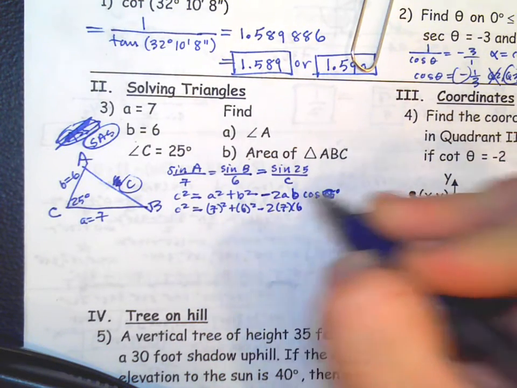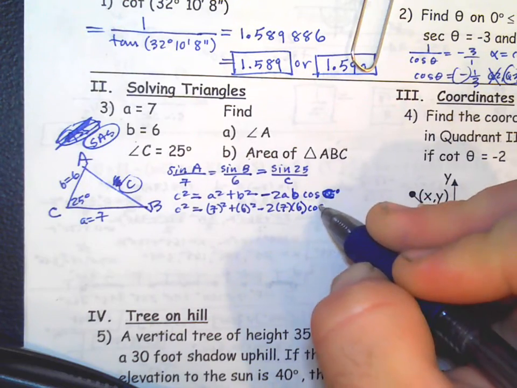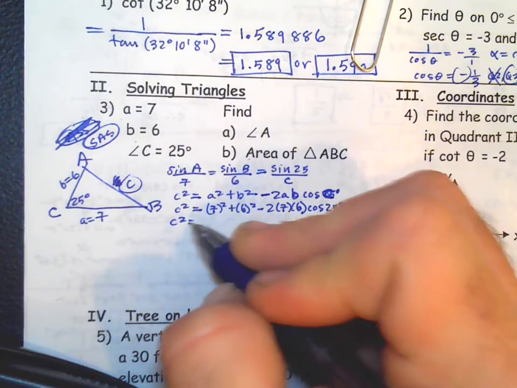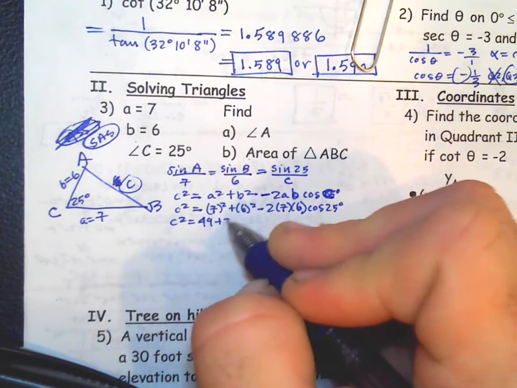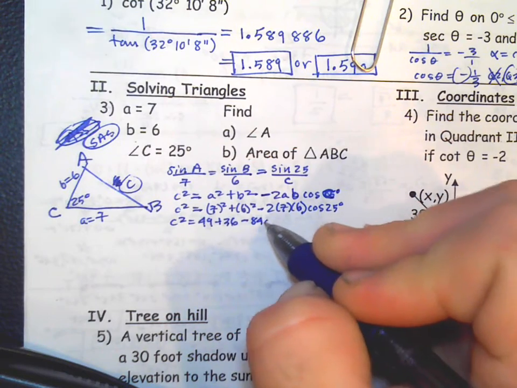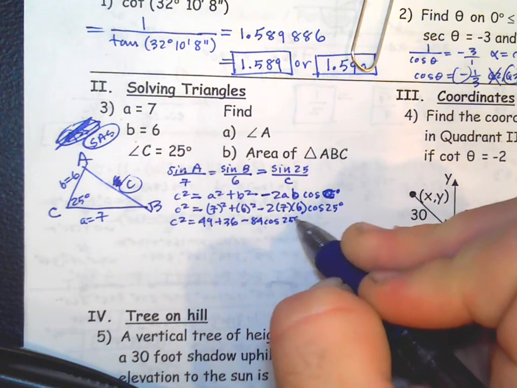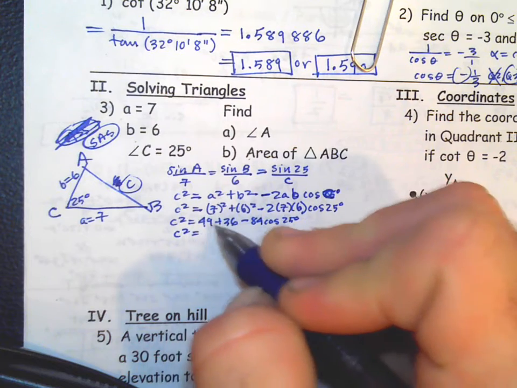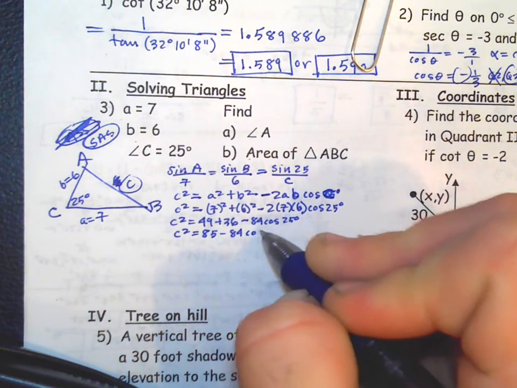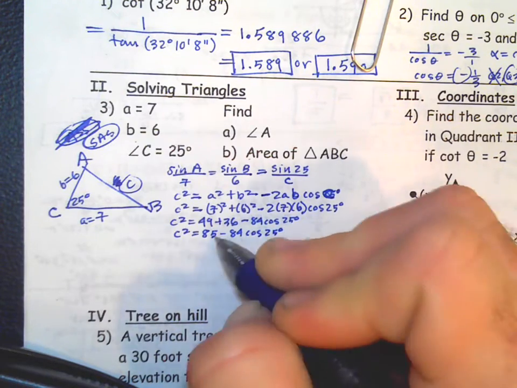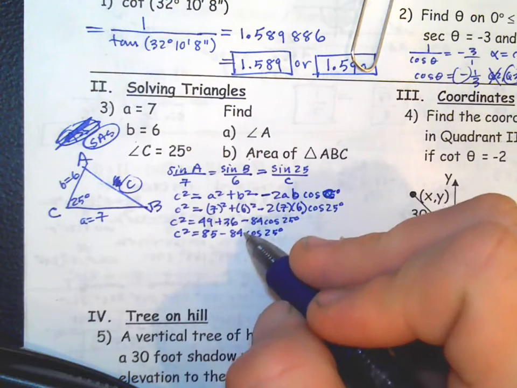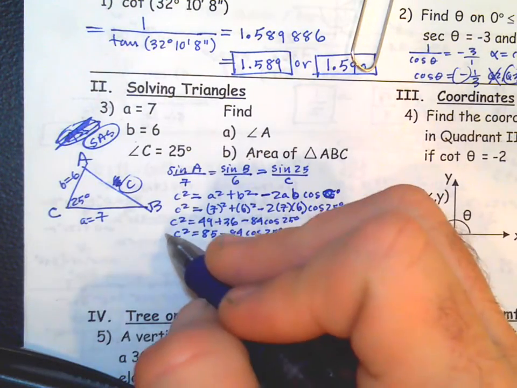That should be a B. Cosine of 25. So c squared equals 49 plus 36 minus 84 cosine 25. C squared equals 85 minus 84 cosine 25. Now, some people are like, oh, 85 minus 84, that's 1. You just violated order of operations. You have to do multiplication before addition and subtraction. So, no, you cannot do that.